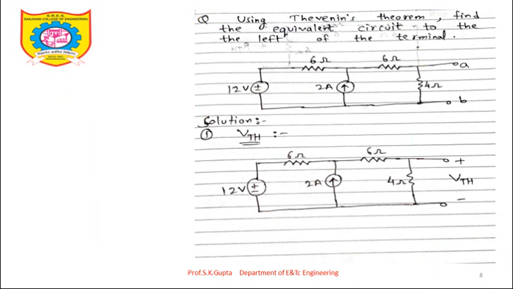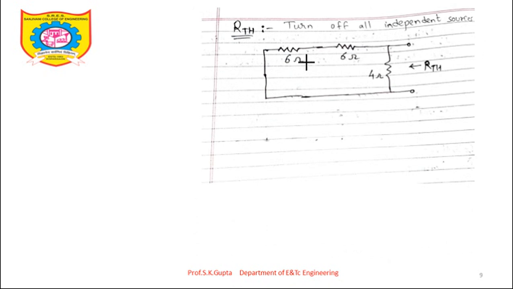Now for finding RTH, what you have to do? Turn off the independent sources. So the voltage source is short circuited, the current source is open circuited. So this branch will be removed. So my circuit will look like this. The 12 volt source is short circuited, and here I have removed the current source. So this 6 and 6 are in series. So 6 plus 6, 12.